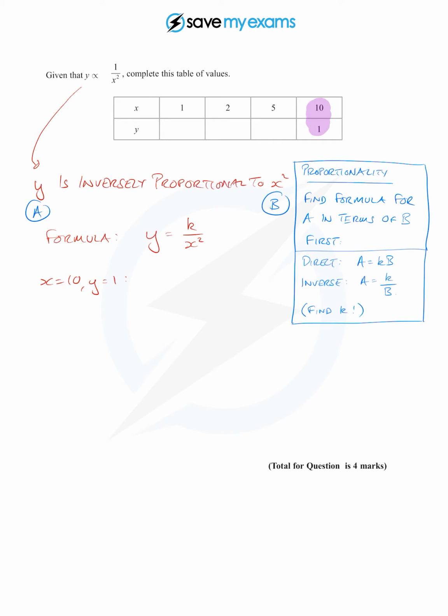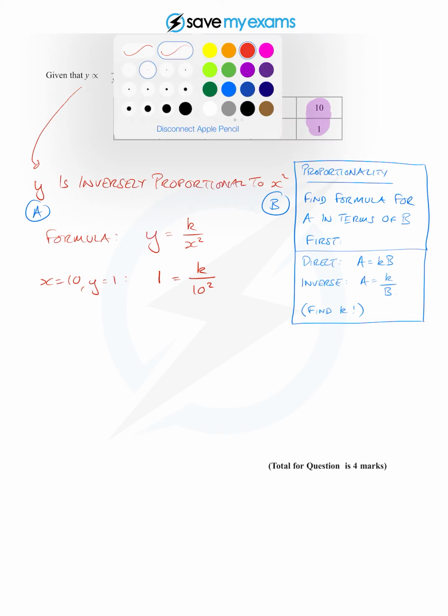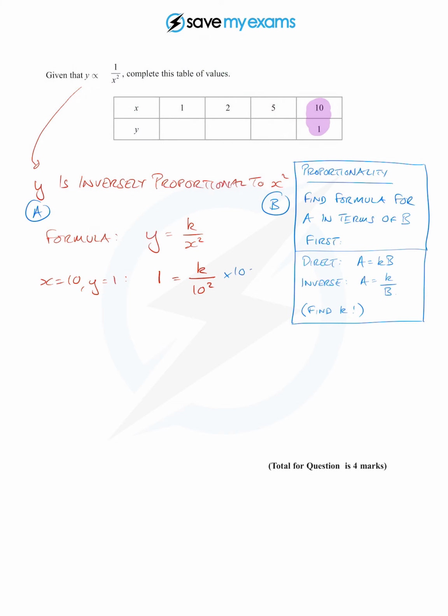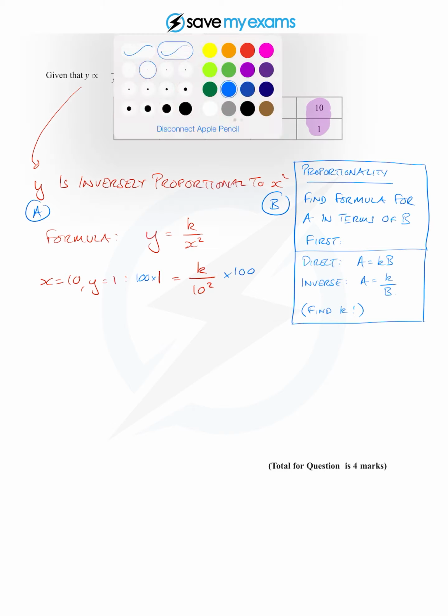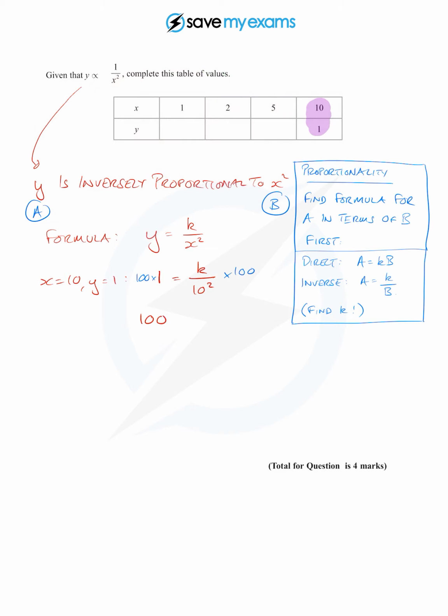And we can put that in our formula and we get 1 equals k over 10 squared. 10 squared is 100. So let's multiply both sides by 100 to get k equals, or rather in this case 100 equals k. And so my formula is y equals 100 over x squared. And that is going to allow me to find all the y values I want.